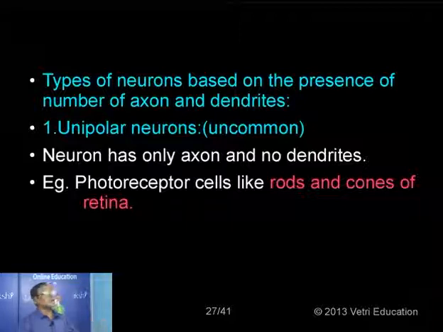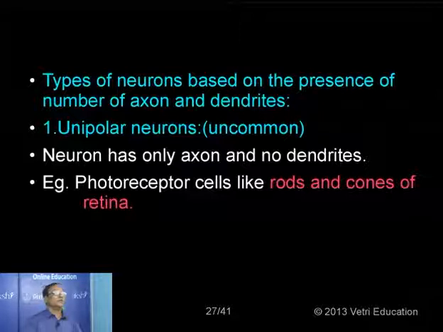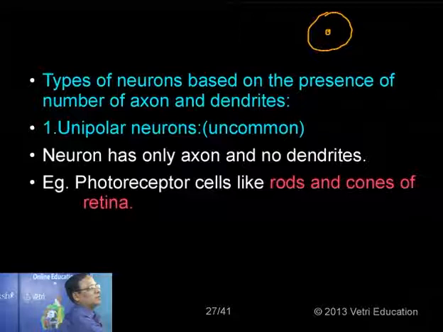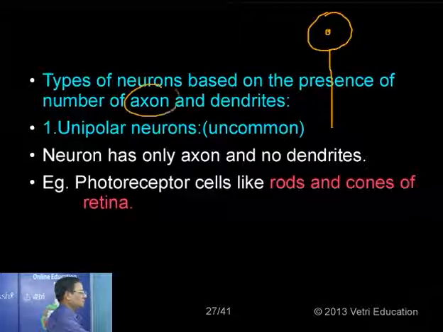There is also another classification based on the presence and absence of the number of axons and dendrites. If you take any nerve cell, we will see the structure later, but generally it consists of mainly two or three components. One is a cell, and the cell has some branches. The number of branches may be one or two or many. If you take a nerve cell like this, having only one branch, this is what is called the axon.